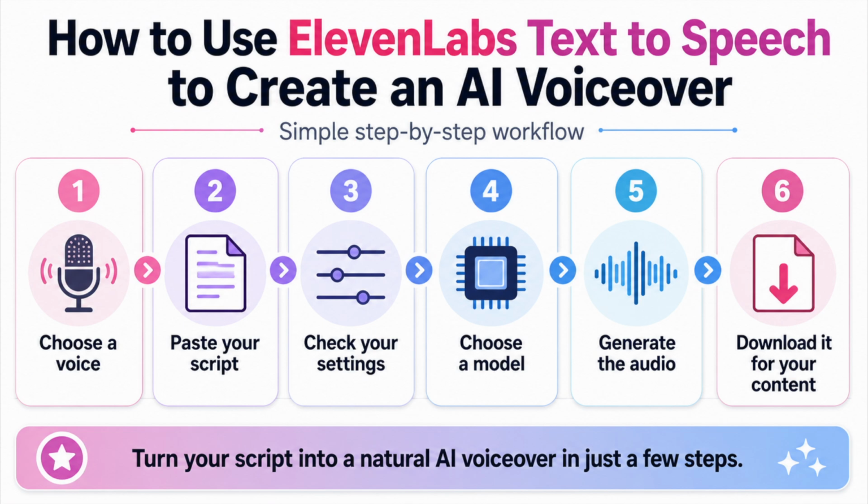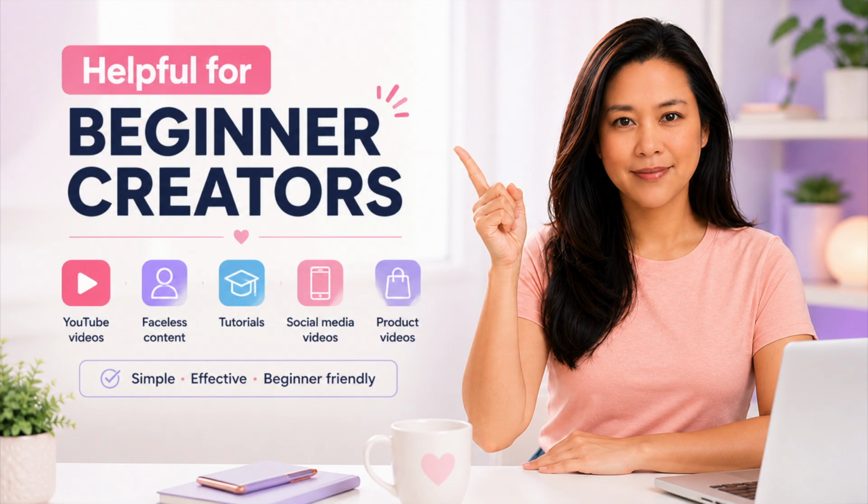So that is how to use ElevenLabs Text-to-Speech to create an AI voiceover. You choose a voice, paste your script, check your settings, choose a model, generate the audio, and download it for your content. It is simple, but it can make your content feel more polished and professional. If you are a beginner creator, this can be helpful for YouTube videos, faceless content, tutorials, social media videos, and product videos. And if recording your own voice is slowing you down, AI text-to-speech can be a helpful option.